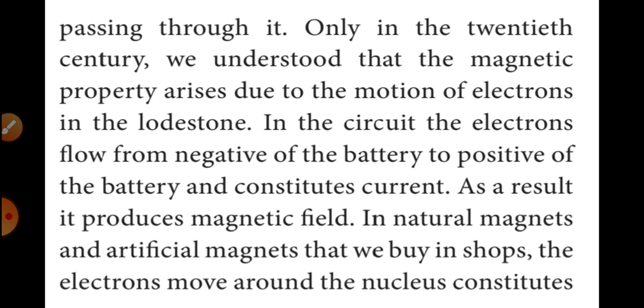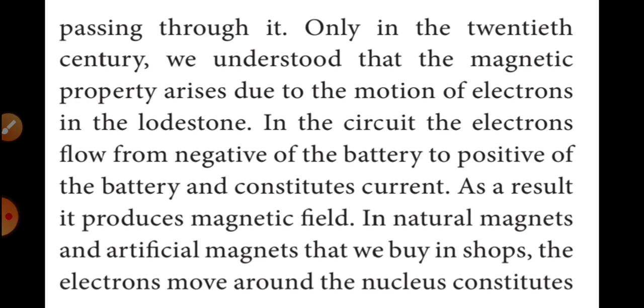Then in the circuit, the electrons flow from the negative of the battery to the positive of the battery, and that constitutes current. So electrons flow from negative to positive, and that constitutes current, as they said. As a result it produces a magnetic field also.